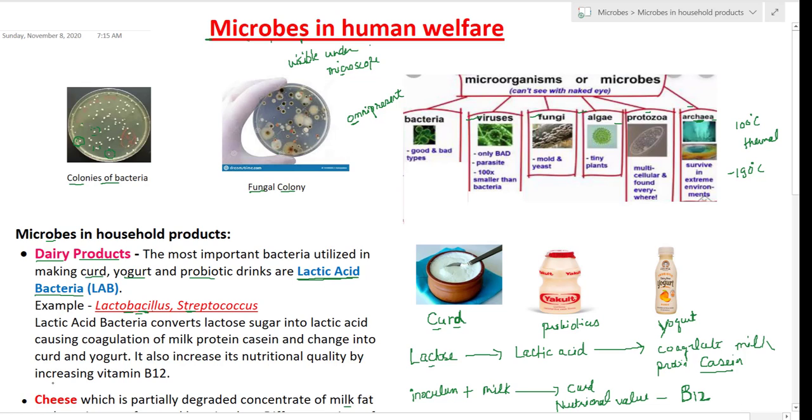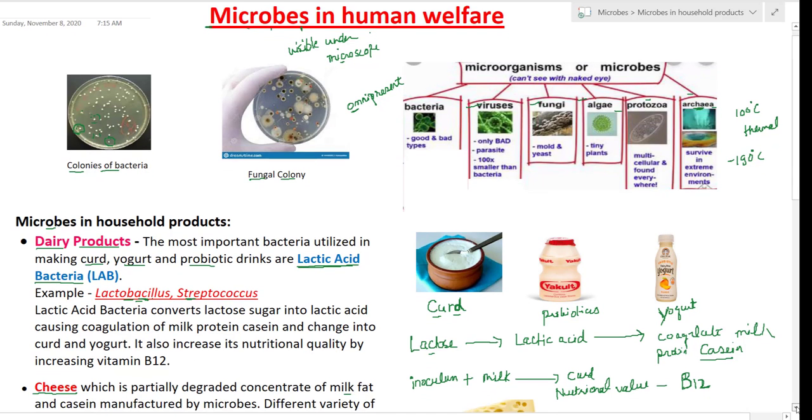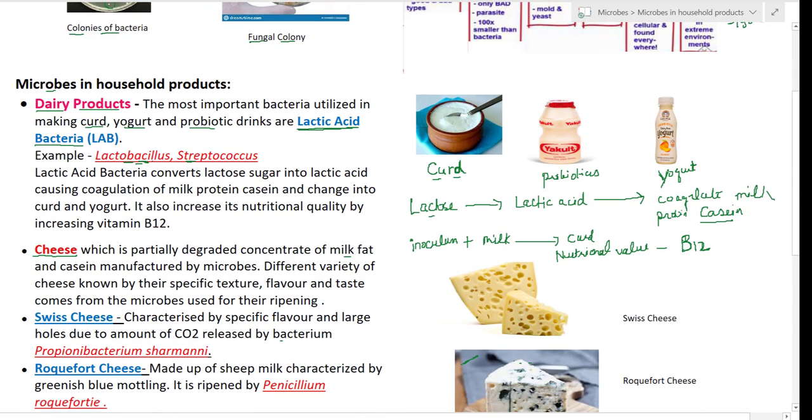Next we come to another product, that is cheese. The yummy cheese, in different dishes we generally like. What is actually this cheese? It's a concentrate of milk fat and the protein casein. It is a partially degraded concentrate of milk fat and protein, that is casein. And how is it formed? It is formed by the activity of different microbes.